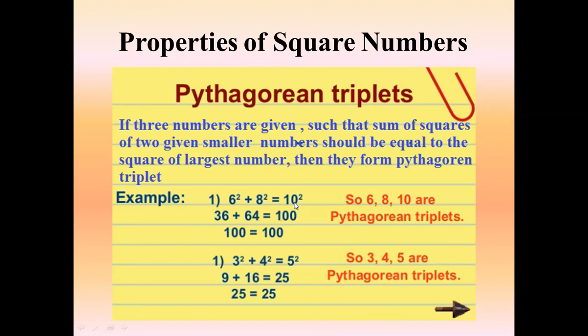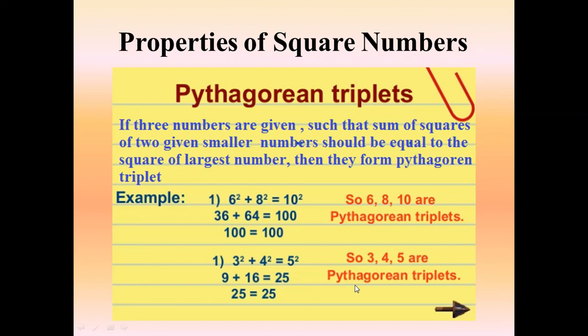Then I will calculate the square of 10. The square of 10 is 100. Here you can see this 100 is equal to this 100. So they form the Pythagorean triplet. Similarly, if 3, 4, 5 is there, we will calculate 3 square, then 4 square, and when we add these two, we get the answer as 25. But 5 square is also 25, so again they form the Pythagorean triplet. So whenever you want to check a Pythagorean triplet, you simply add the squares of the two smaller numbers and then compare with the square of the largest number.